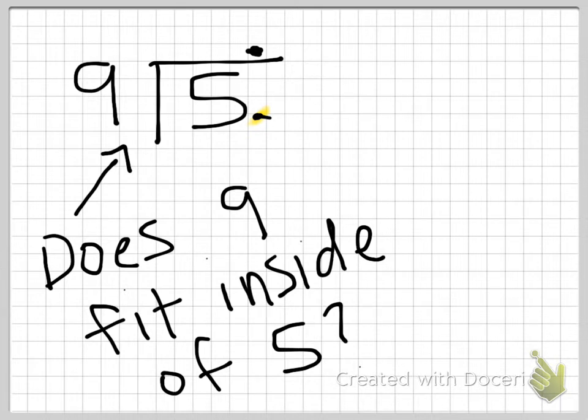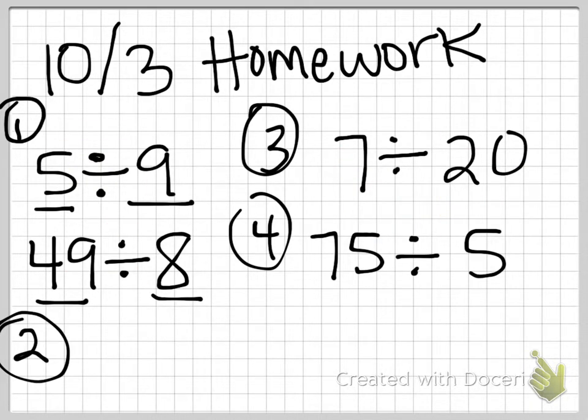That's a question that you're going to continue to ask yourself, and make sure that you complete the following problems right here. Okay, this is your homework. 5 divided by 9, 49 divided by 8, 7 divided by 20, and 75 divided by 5.